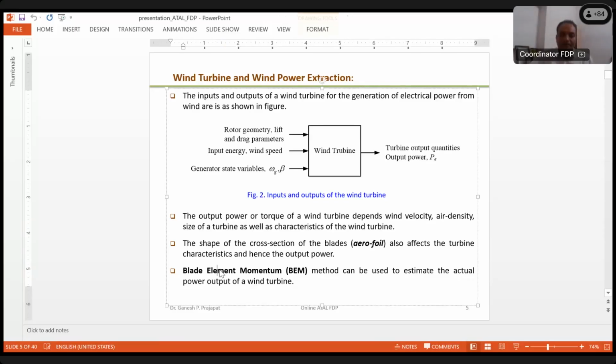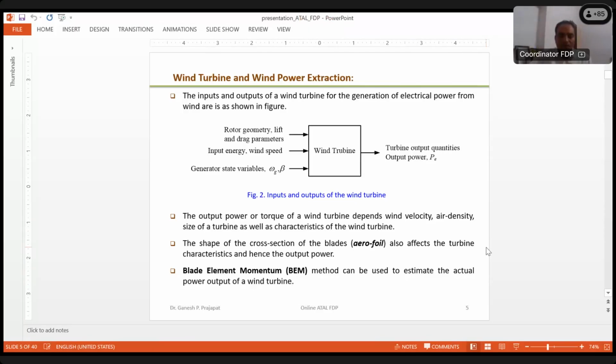So this element is showing, the element means a part of that blade. If the momentum of all the various elements of the blade is summed up, then that ultimately gives the total torque created over the shaft of the turbine. That's why this method is named the blade element momentum method. Whatever momentum is created by every element has to be added first, and then it gives the mechanical power, which is ultimately converted to electrical power. So this method is used to estimate the output power of a wind turbine.